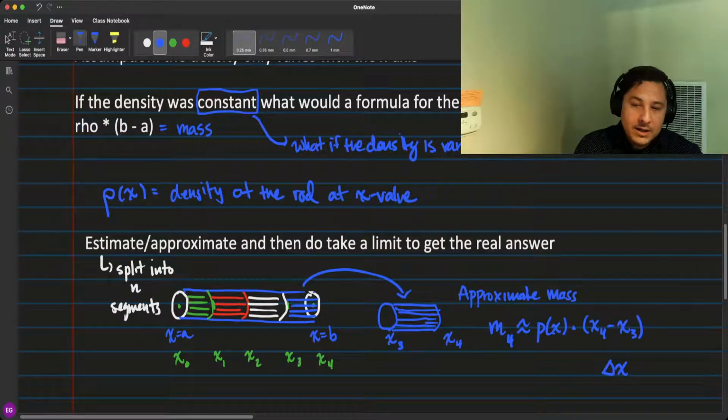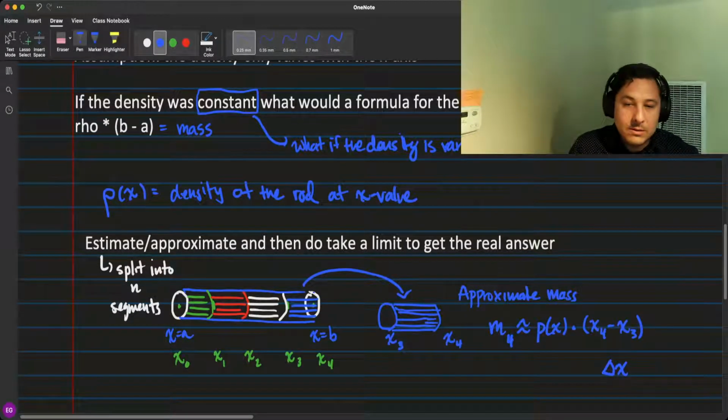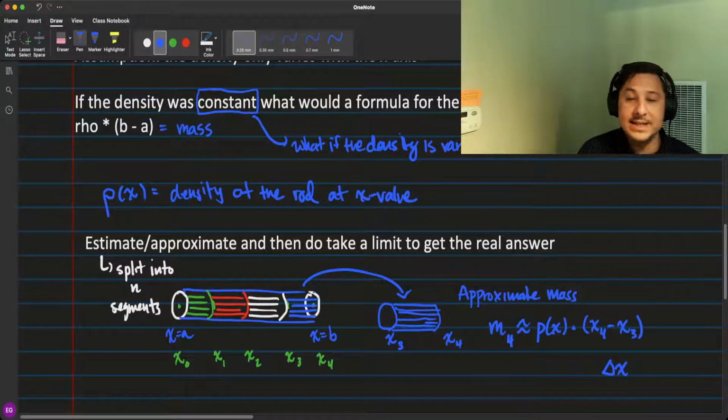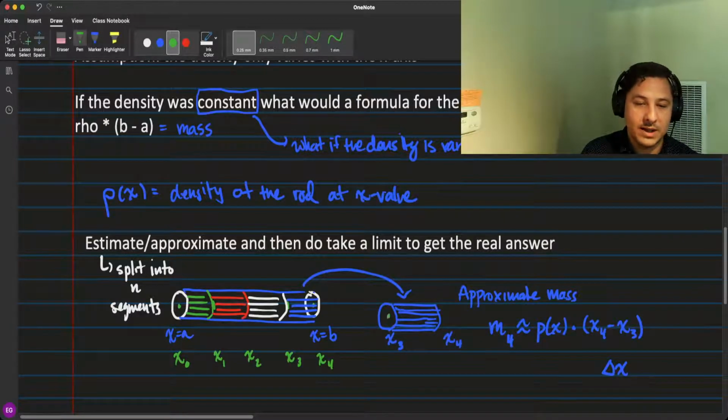Okay, so you need to know, how am I going to figure out my density? Because my density is not constant along this, right? So what would be a nice point to choose? Between x3 and x4, where should I choose the x value to plug into my density function? What would be a good choice between x3 and x4?